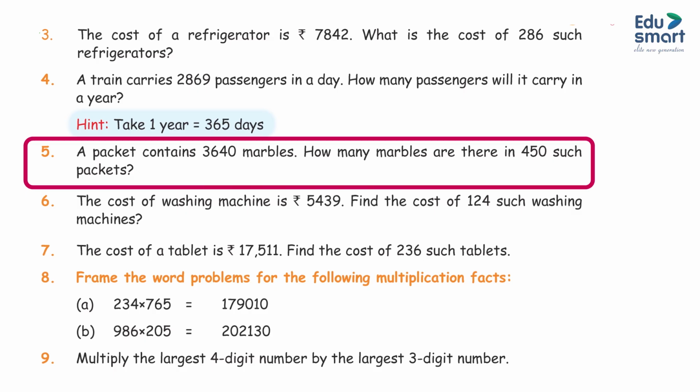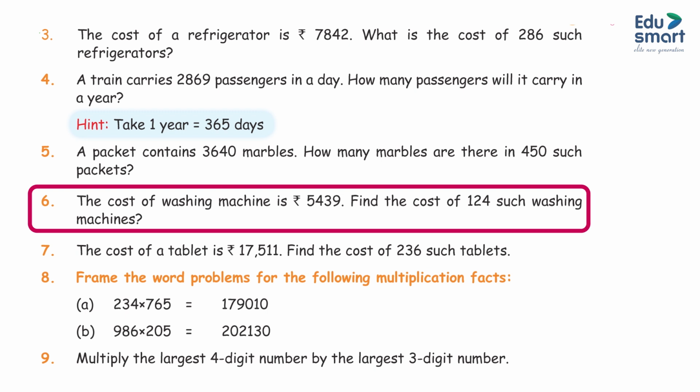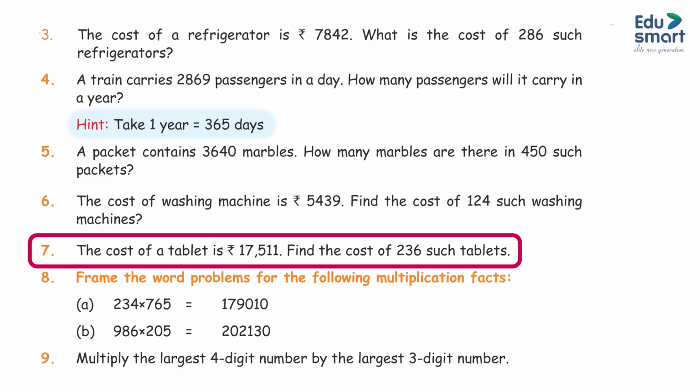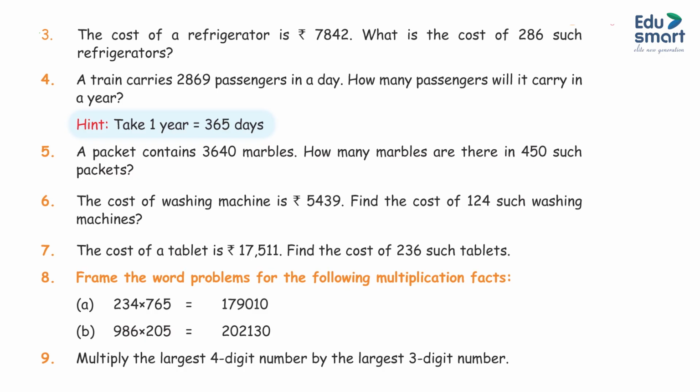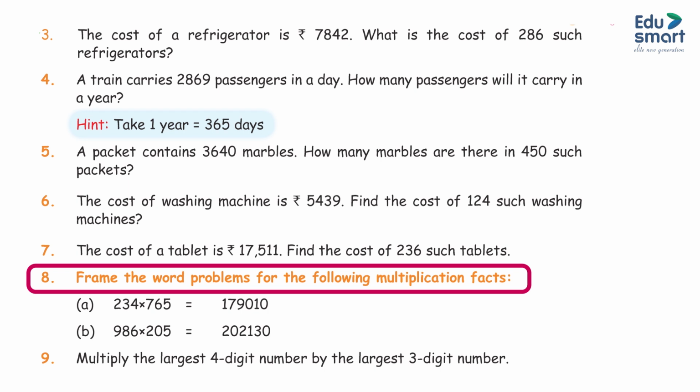5. A packet contains 3,640 marbles. How many marbles are there in 450 such packets? Answer: 1,06,38,000. 6. The cost of washing machine is 5,439 rupees. Find the cost of 124 such washing machines. Answer: 6,74,436. 7. The cost of a tablet is rupees 17,511. Find the cost of 236 such tablets. Answer: 4,13,02,596. Question 8. Frame the word problems for the following multiplication fact.